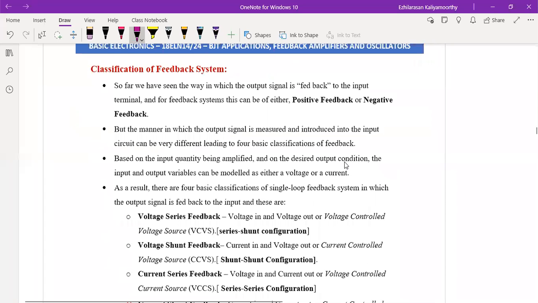Now, let us see the different classifications of feedback systems. So far we have seen that in the previous diagram, the output signal is fed back through the feedback circuit to the input terminal, and the feedback can be either positive feedback or negative feedback. Now, what are the different classifications here?